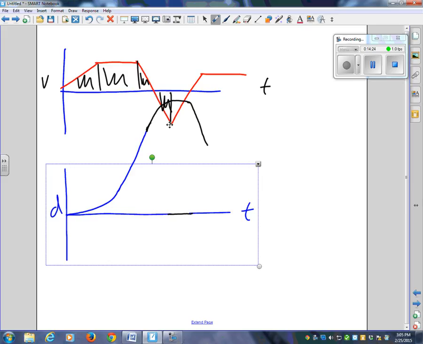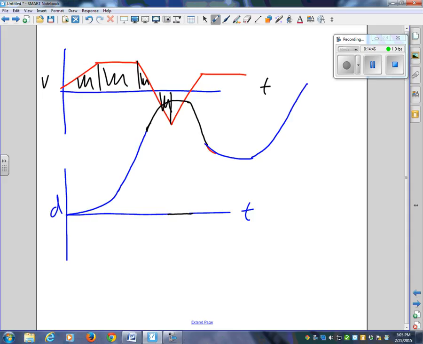You'll notice that it goes back to 0, right? It goes back to 0, which means that this thing has to flatten out. And then it speeds back up in the opposite direction and then maintains a constant speed. Hard to draw, hard to mark too, by the way.